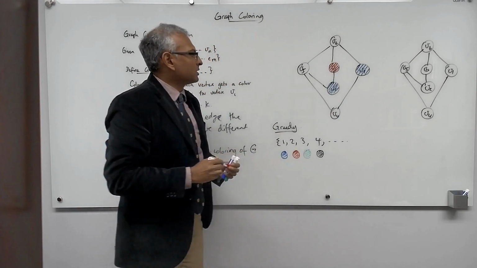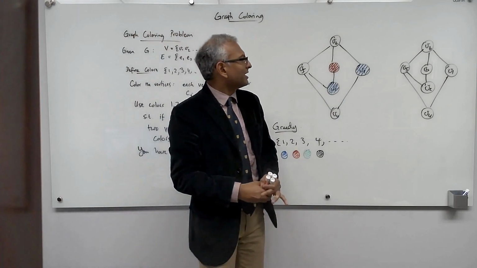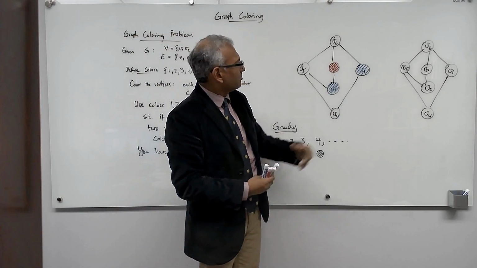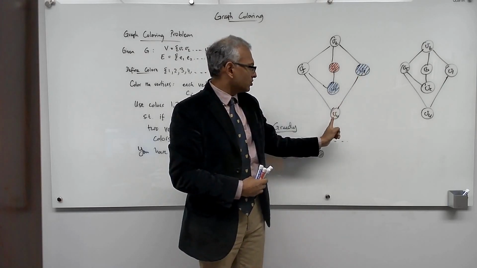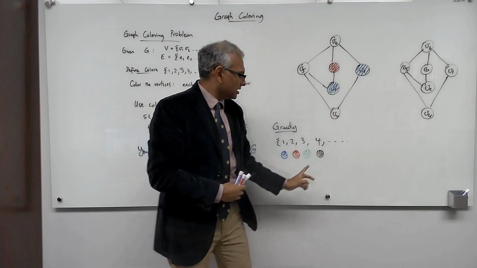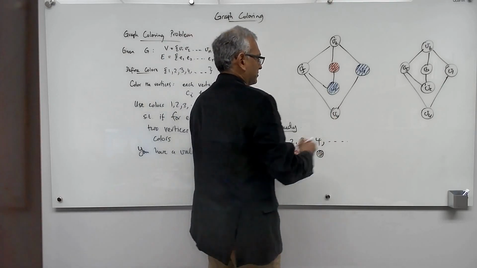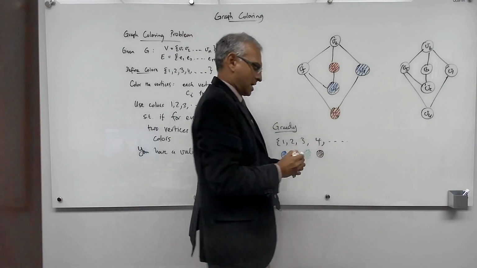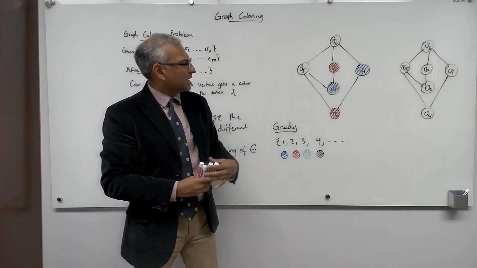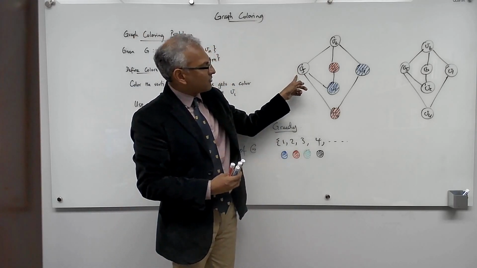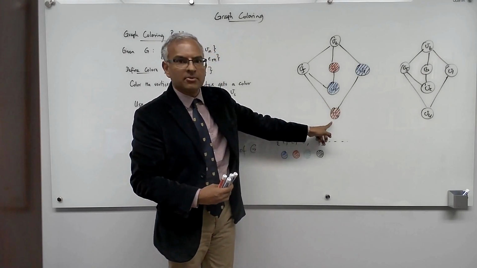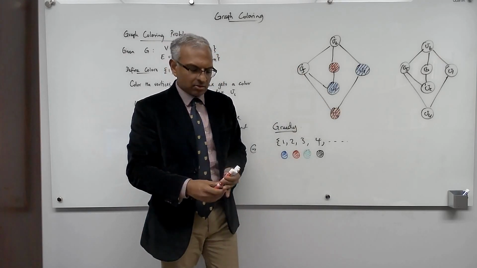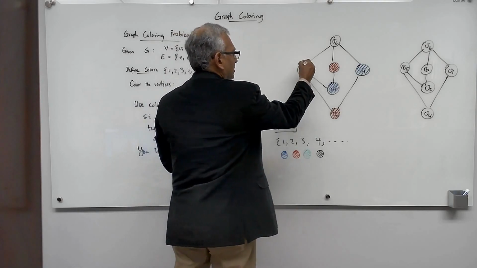Now we come to V4. V4 also cannot get the color blue, because V4 has a neighbor who's colored blue. So the smallest color that V4 can get is also red. So this is red. But now this is interesting. When I come to V5, V5 cannot get blue. It cannot get red because it's got a blue neighbor and a red neighbor, but it can get green. So we can color this guy green.